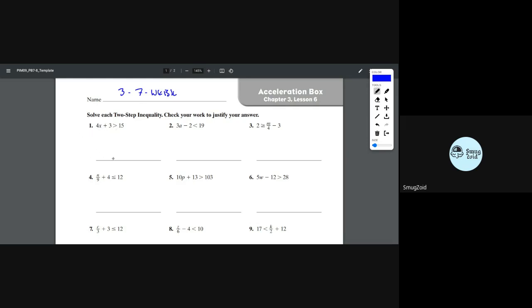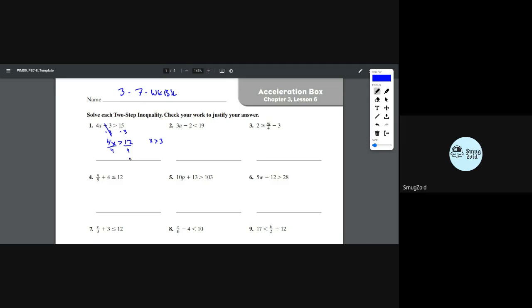And now I'm going to check it. Instead of checking my work, I'm just going to graph my inequality, all right? So for the first one, I'm going to subtract 3 from this side, minus 3 from this side. This goes away. You get 4x is greater than 12. Divide by 4. Divide by 4. I have x is greater than 3.